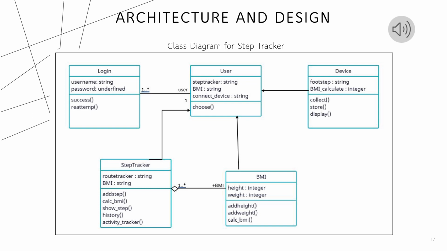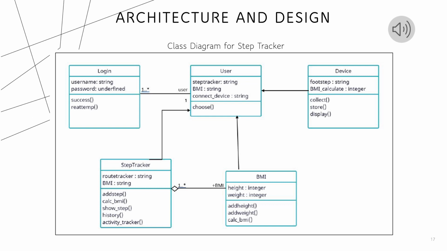The third class is device. The data type for footstep is string. The BMI calculate is integer. The functions are collect, store, and display. Fourth is step tracker. The data type for the route tracker is string, and BMI is string. The functions are add step, calculate BMI, show step, history, and activity tracker.